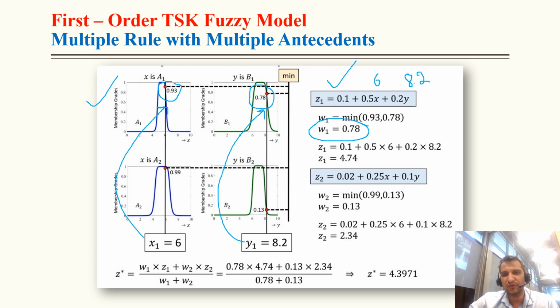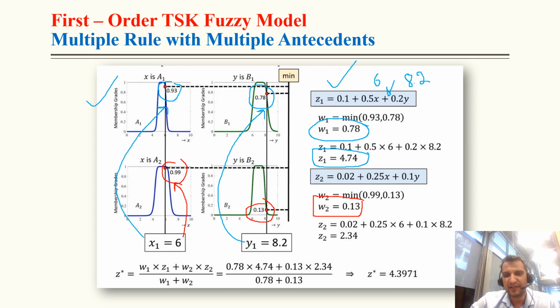So put this value in this equation, and it comes out to be z1 is equal to 4.74, right? In the same fashion, when x is equal to 6, so in the second rule, degree of compatibility 0.99, in this case degree of compatibility 0.13. So we have to consider the minimum of them, and it is equal to 0.13.